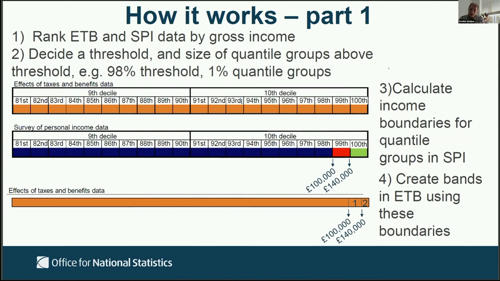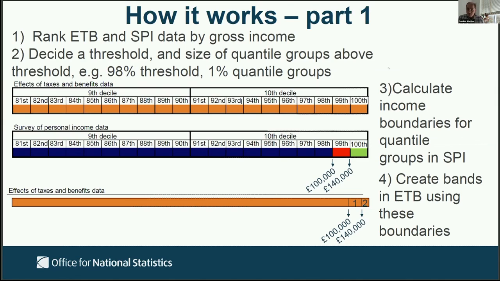So how does it work? Okay, so step one, we rank our ETB and our SPI data by gross income. So the ETB data here is represented by the top bar, the orange bars, and the one below it is the Survey of Personal Incomes. So we rank everyone from poorest to richest in terms of their gross income.